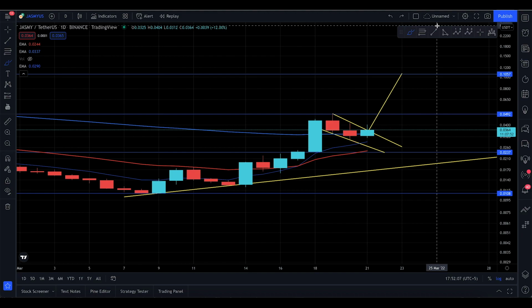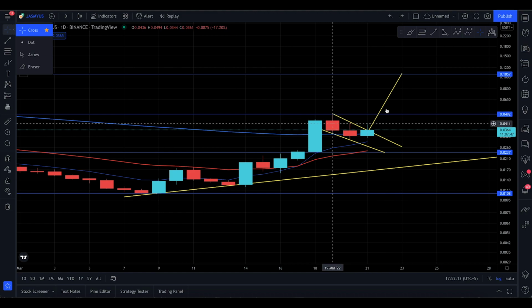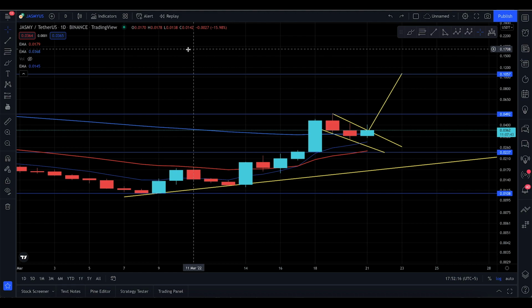In my opinion, it's still looking good. You broke out of that falling wedge. You're looking to go back to where you formed the wedge. On the 4-hour time frame, it seems like you made a bull flag. On the weekly, you've already made a ladder bottom, and everything is bullish right now on the charts for Jasmy. There's nothing bearish at all.